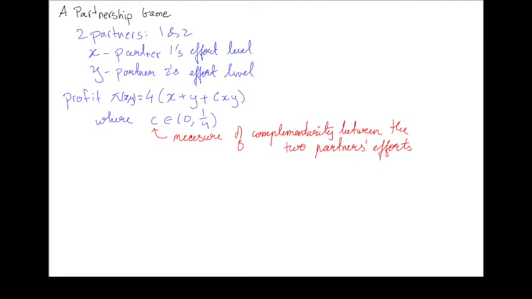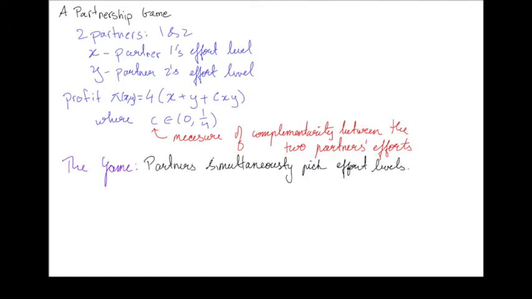The game that's going to be played here is that the two partners have to simultaneously decide what effort level they're going to make. Perhaps they're working from home, or maybe they can't write a contract, and so they can't specify and commit to some particular effort level. So it's as if they're making this choice simultaneously. So what are the strategies? The strategy set for each player is the interval 0 to 4. So each of them has to pick an effort level between 0 and 4.